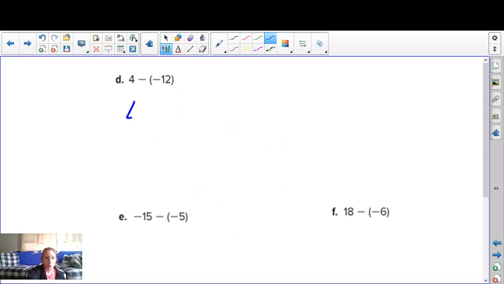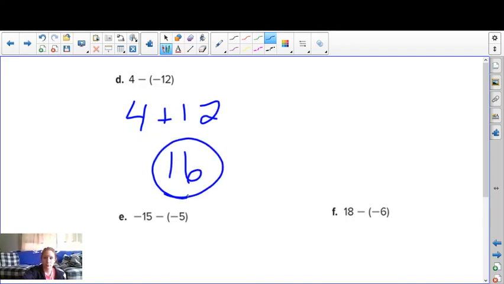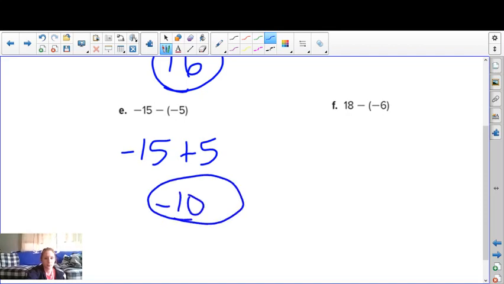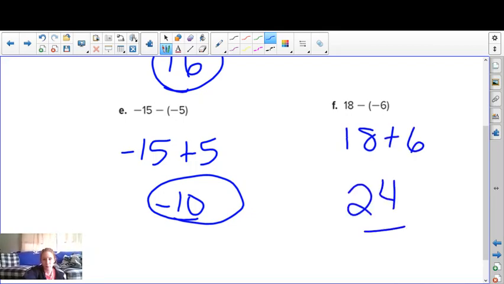All right, so I have 4 plus 12, which gives me 16. I have negative 15 plus 5, which gives me negative 10. And I have 18 plus 6, which gives me 24.